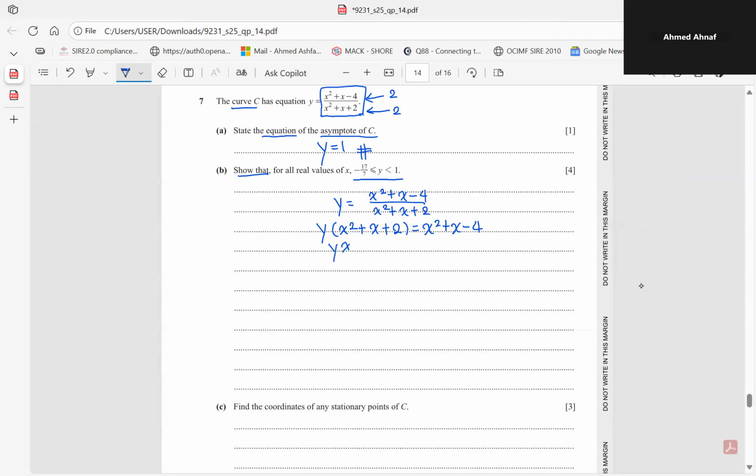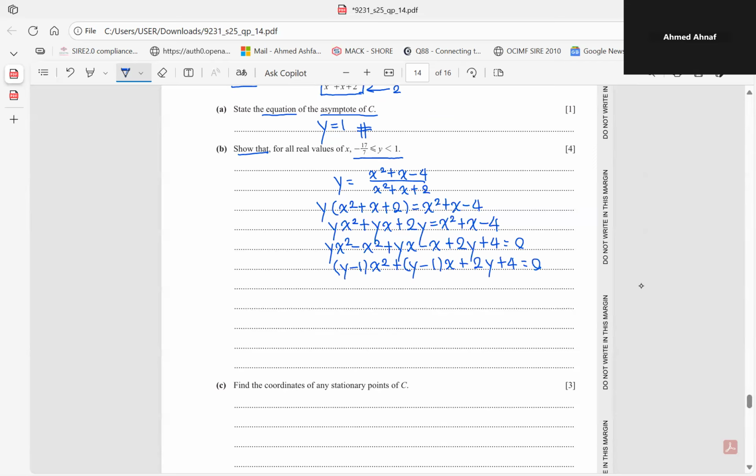So this is going to be yx squared plus yx plus 2y equals x squared plus x plus 4. Now move all the terms to the left-hand side. So we get yx squared minus x squared plus yx minus x plus 2y plus 4 equals 0. Now factor out the x squared, you get (y minus 1)x squared. Factoring out the x, you get (y minus 1)x plus 2y plus 4 equals 0.